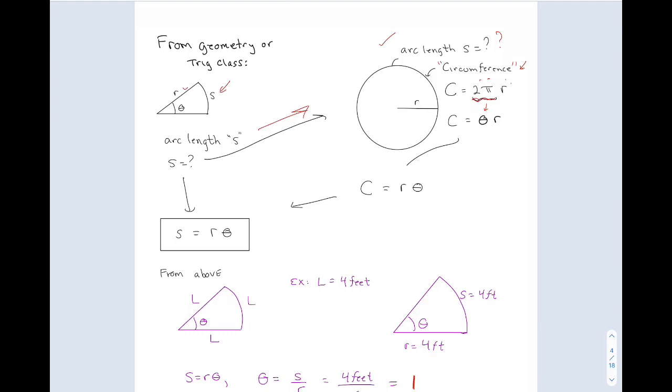Well, r is the radius, and 2 pi, that was famous rapper, 2 pi, is the angle. So to go all the way around, that's 2 pi radians. So to find the circumference of a circle, it's the angle times the radius. And that's what we have here.